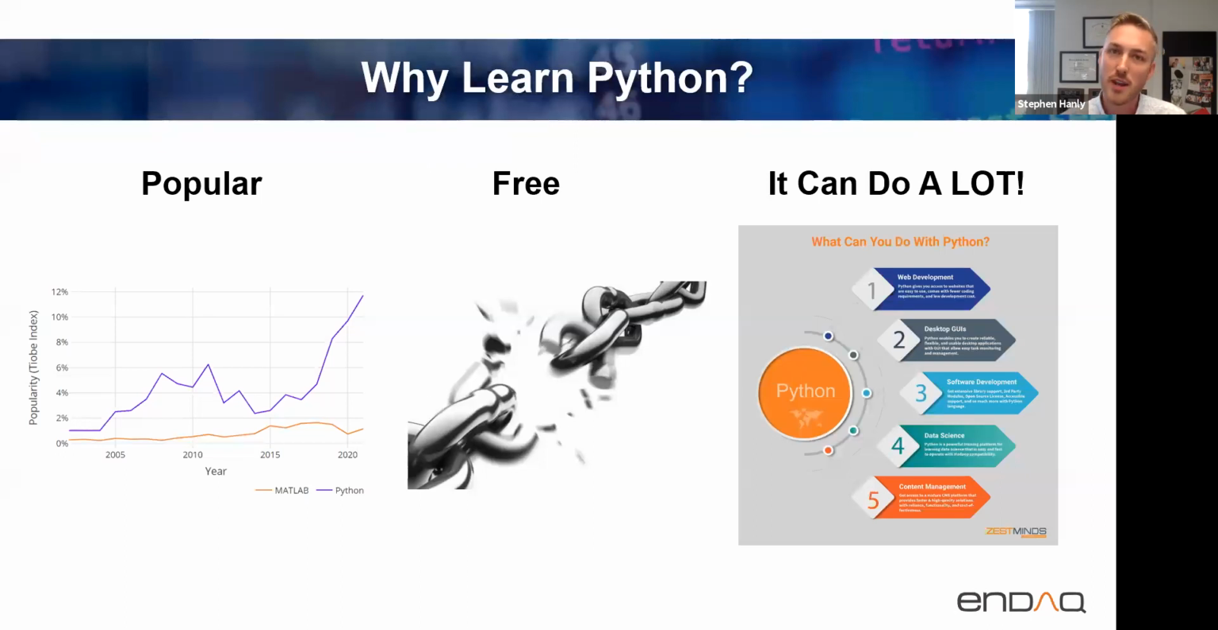Last reason is Python can do a lot. It can excel at data science, which we're going to go through today, analyzing some vibration data. But Python can do a lot more. A lot of websites, including Reddit and Instagram, are built on Python. You can write very advanced software programs in Python. You can do web scraping and interfacing with web APIs in Python. All that can't really be done in MATLAB.